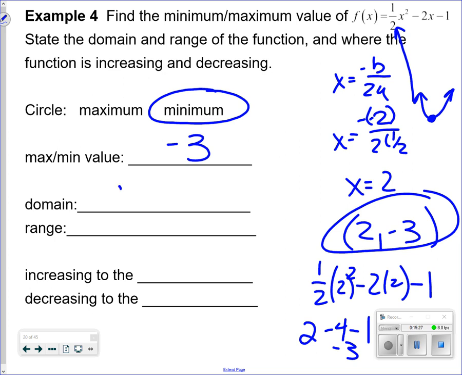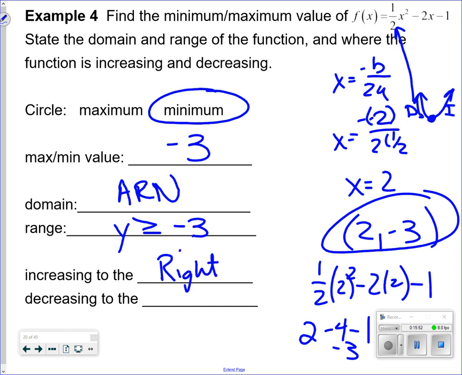The domain is all real numbers. You can abbreviate that. And the range would be y is greater than or equal to -3 because it has a minimum. So all the y values go up from -3. Now, again, looking at my little sketch, this side would be decreasing, and this side would be increasing. So it is increasing on the right-hand side of the parabola, and it is decreasing on the left-hand side of the parabola.